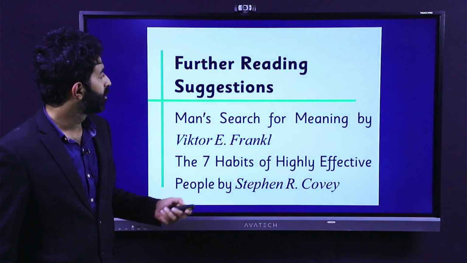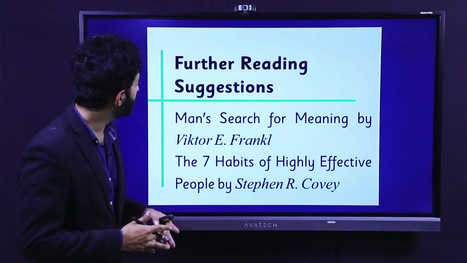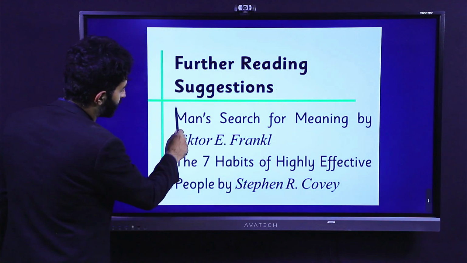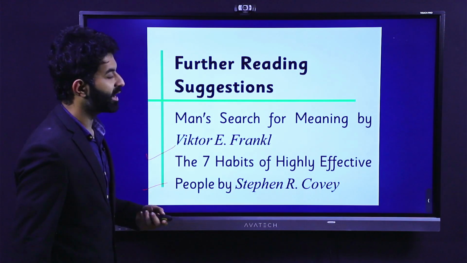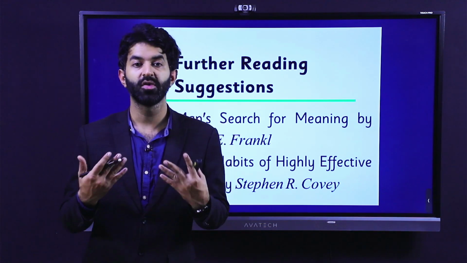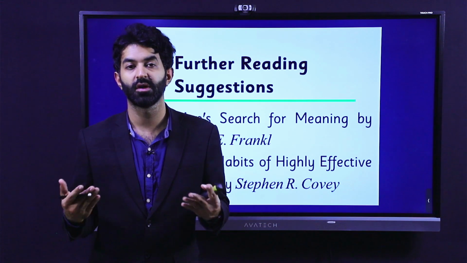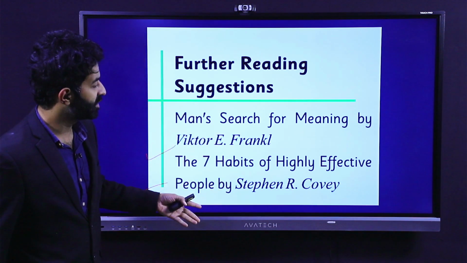All right. For further reading suggestions and recommendations, you can read Man's Search for Meaning by Viktor E. Frankl, The 7 Habits of Highly Effective People, or other texts like these. These are some reading recommendations so that you can read them and analyze those different types of texts. So these are your non-fictional texts.